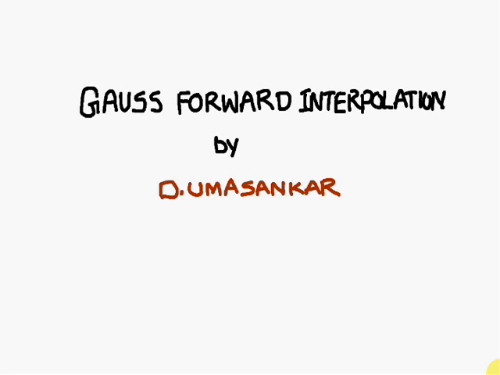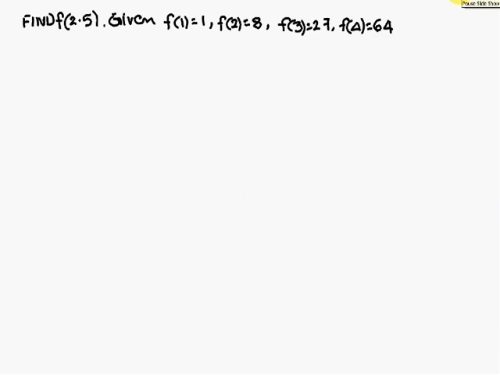Today we are going to discuss Gauss forward interpolation. Find f of 2.5. Given f of 1 is equal to 1, f of 2 is equal to 8, f of 3 is equal to 27, f of 4 is equal to 64.